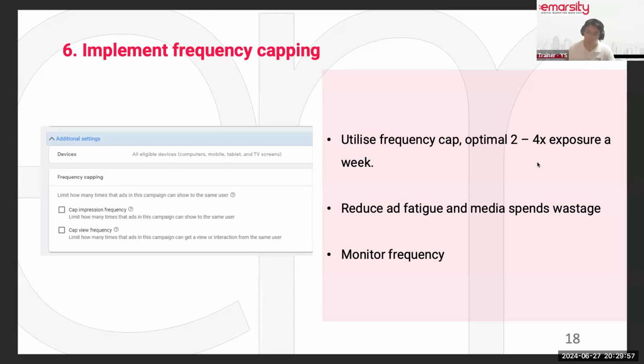So for instance, if I see the ad 3 times already, the next time I see it the fourth time, within a week, I will not see it the fifth time. Next week onwards, then I will see it again, for the fifth, sixth, seventh, eighth time. So utilize frequency capping. Why is this good? Because we do not want to bombard the audience and have the audience get frustrated with our ads. If an audience is not converting, they won't convert if you show the same ad to him or her 200 times. Let's try to reduce ad fatigue and media spend wastage.